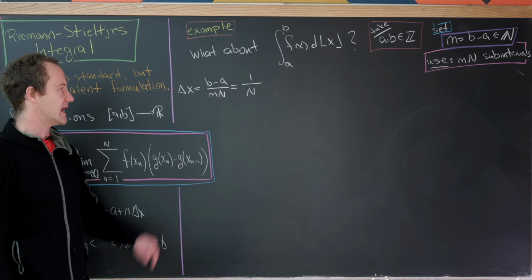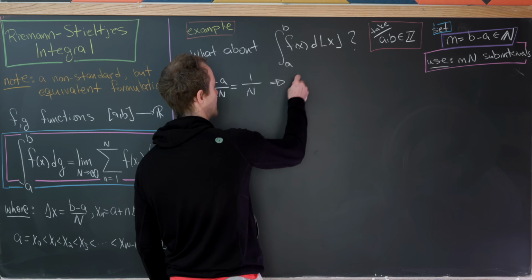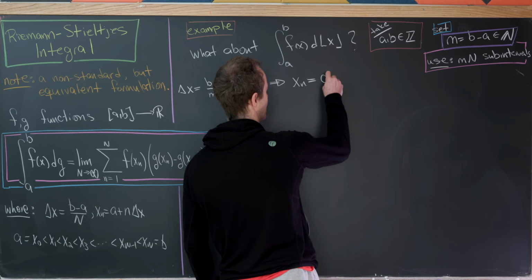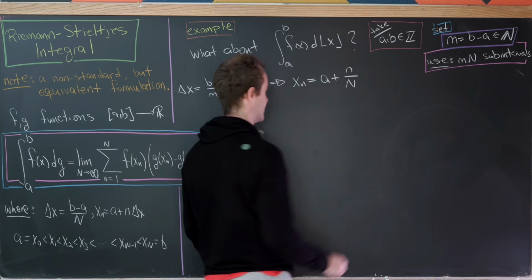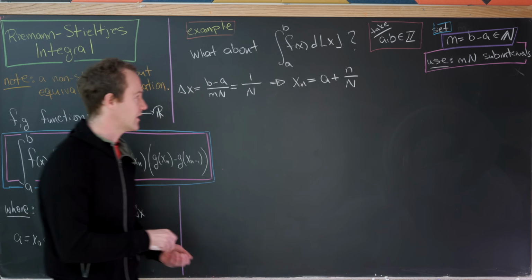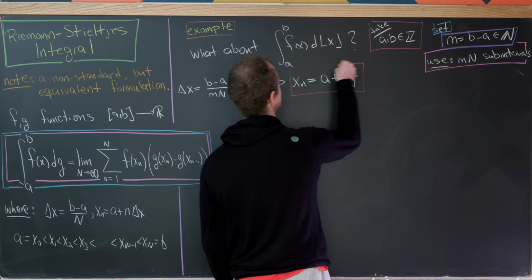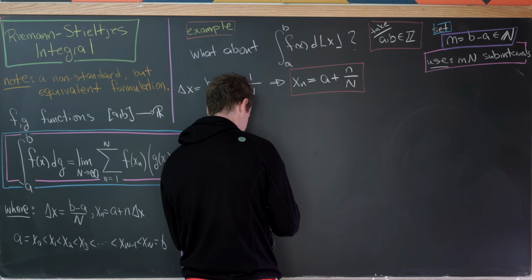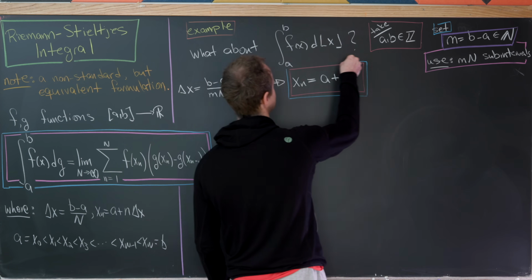So to reiterate, delta x is 1 over capital N. And then from that, we can look at x sub n, and that will be a plus little n times delta x, so that's going to be little n over capital N. Okay, so let's keep that in mind. This is going to be something important to use. This x sub n is a plus lowercase n over uppercase N.